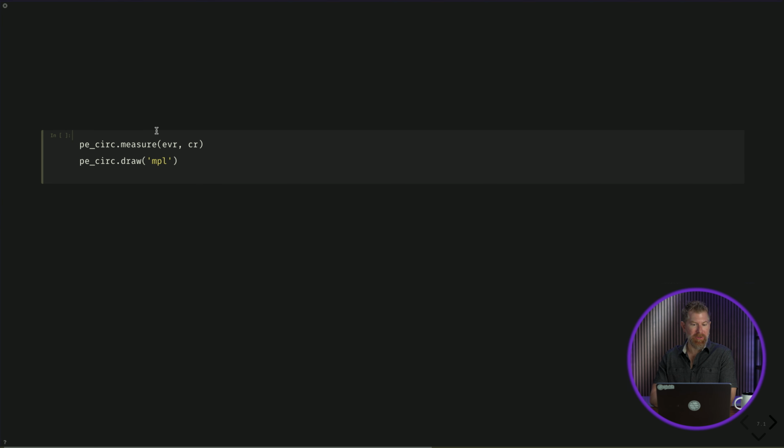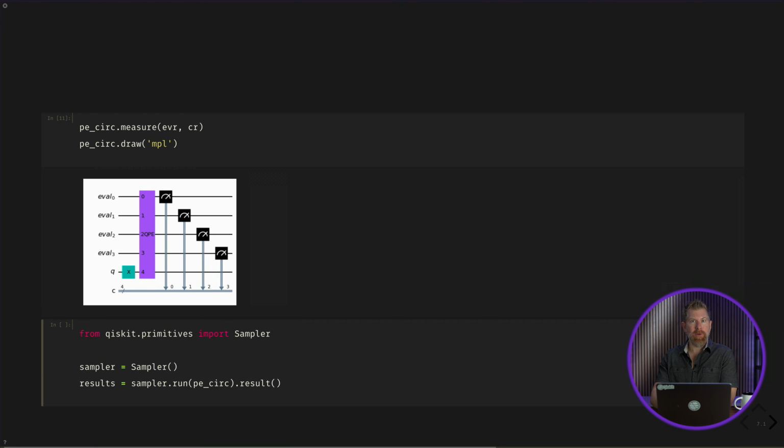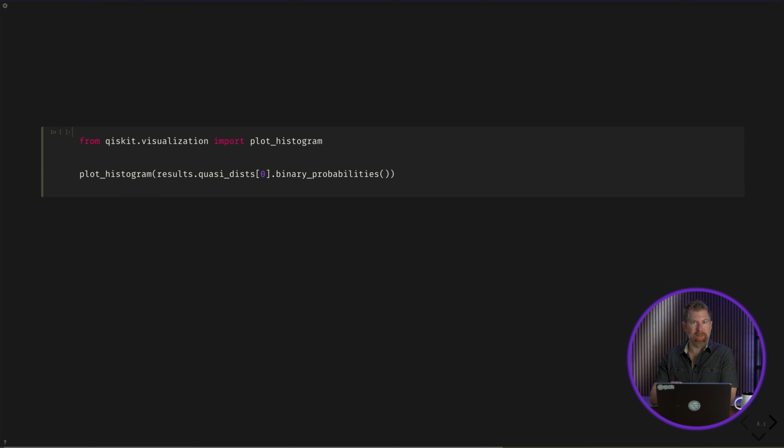We'll measure this by measuring our evaluation qubits on our classical register. And we can draw that. And then we'll use the Sampler primitive that allows us to measure the quasi-probability distributions of outcomes. The primitives allow us to abstract away such things as error mitigation when executing on actual quantum hardware. This gives the result on a statevector simulator.